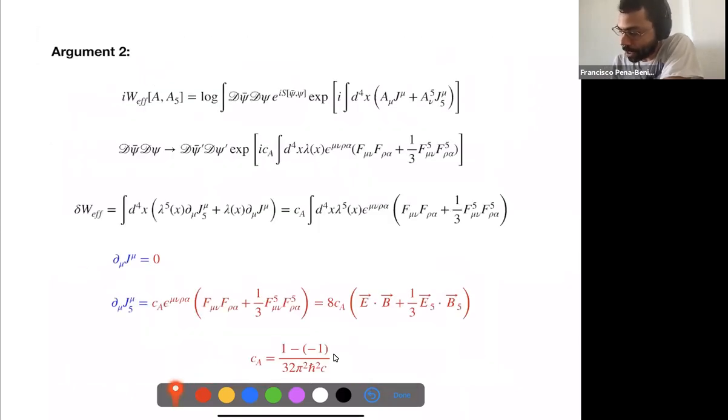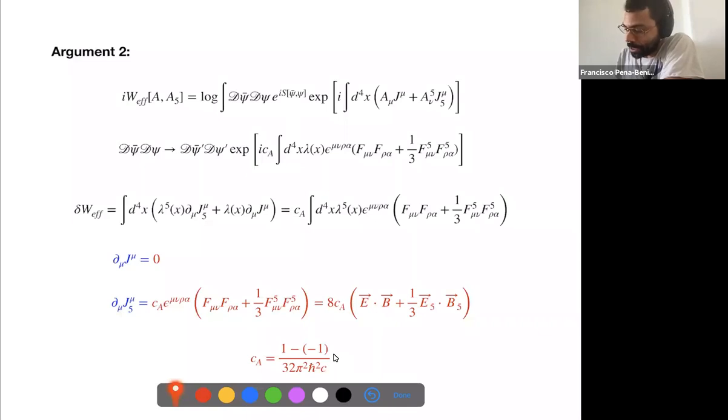Okay, yes. So the story is that this equation here is just an operator equation, and I can obtain the one-point functions of this current by differentiating the effective action. I have defined my effective action here. I just do the path integral, and by differentiating with respect to A or A5, I can compute n-point functions of the current J mu and J mu 5.